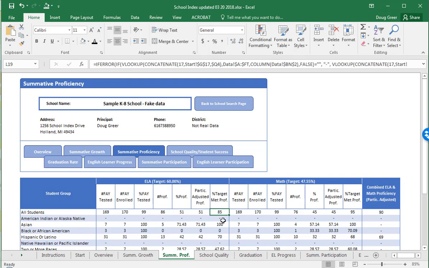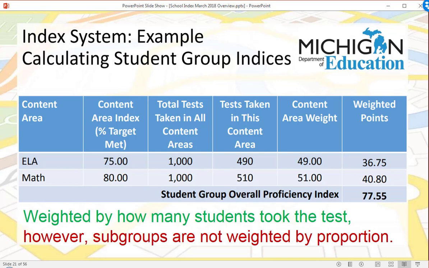Now, in most of your schools, you're going to have an equal number of ELA and math students. However, MDE will actually weight this differently if you have more math students than ELA students who take the test. So, for example, if there's 510 students that took the math test and only 490 that took the ELA test, then math is going to have 51% of the weight and ELA is only going to have 49% of the weight when we look at the percentage that met the target.